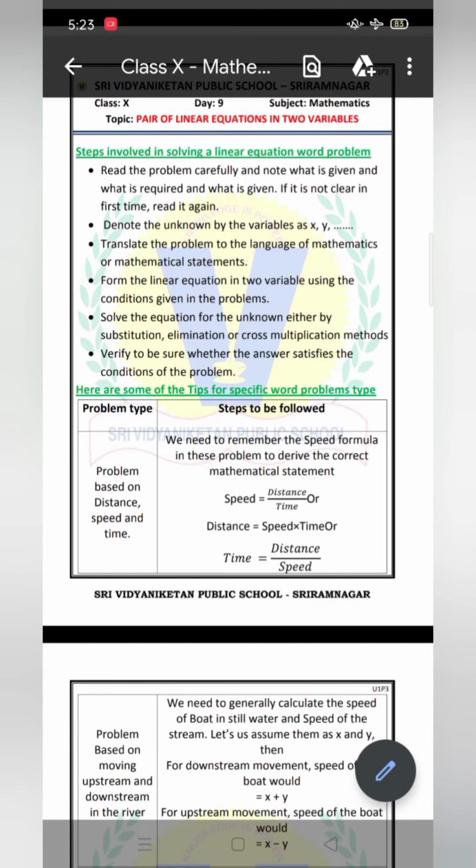Today our topic is pair of linear equations. In pair of linear equations, we are going to see how to solve word problems. This is where students get confused while they are solving problems. Let us see how different types of questions will be asked and how to solve those questions in detail.